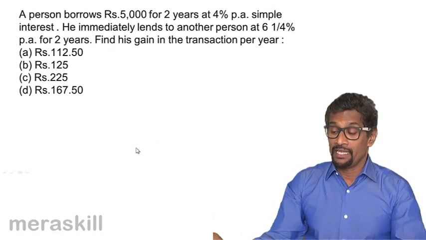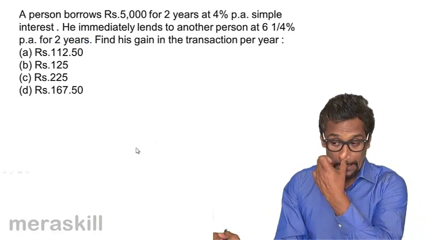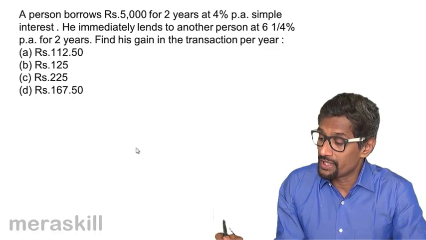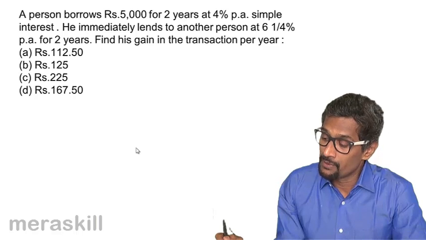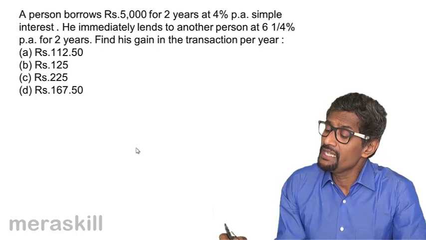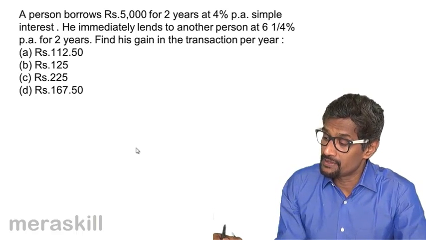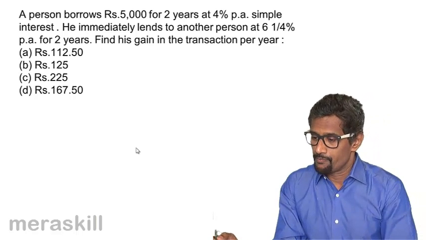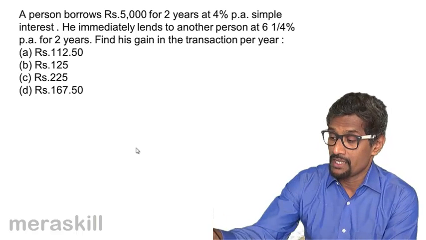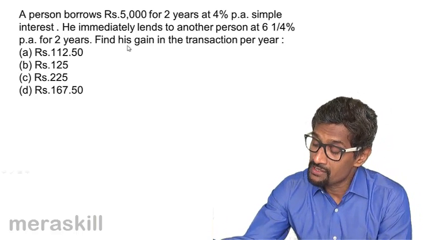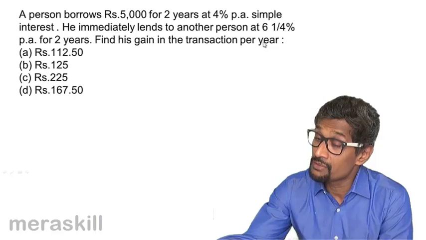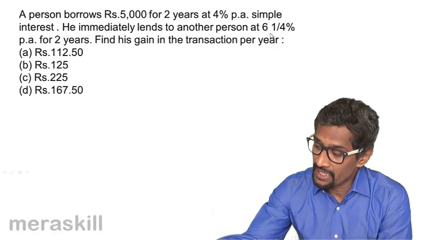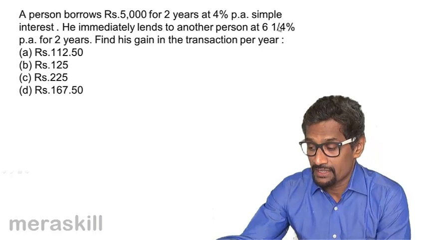Okay. Then, here we have a case wherein a person borrows rupees 5,000 for 2 years at 4% per annum simple interest. He immediately lends to another person at 6.25% per annum for 2 years. So what is the concept? You have been asked to find the gain in the transaction per year. So eventually he is borrowing at a particular rate and giving it out at 6.25.